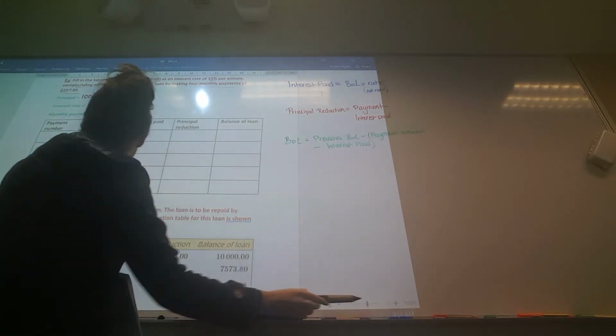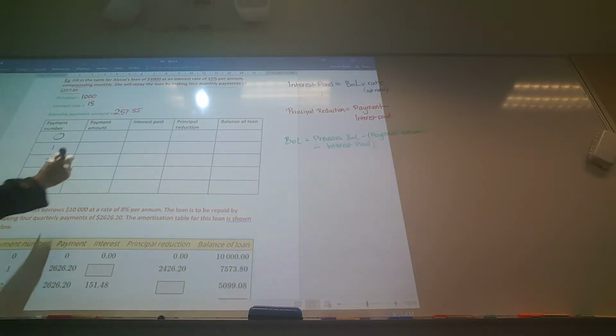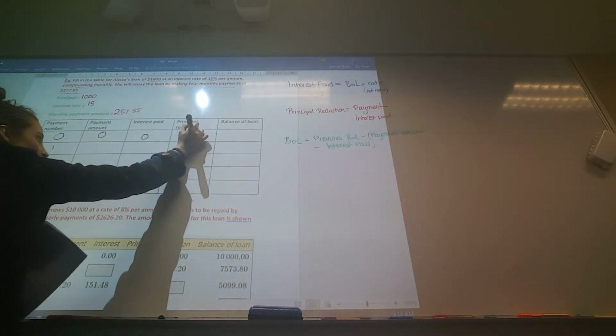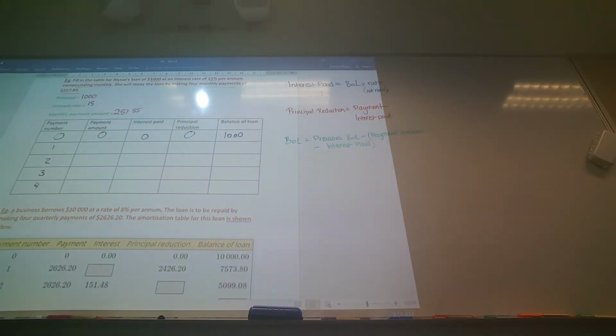Alright, so starting with our payment numbers, we're just going to start with 0 as our first one. And we know we have 4 altogether because it tells us that there's 4 monthly payments. Okay, so 0 is pretty much when she walks into the bank and she says, give me $1,000. So she's not paying anything yet. There's no interest paid yet. There's no reduction. There is a balance of the loan. So she's walked in, said, give me $1,000, and they said, okay. So she has $1,000. That's what happens there. She had to sign a few papers too.